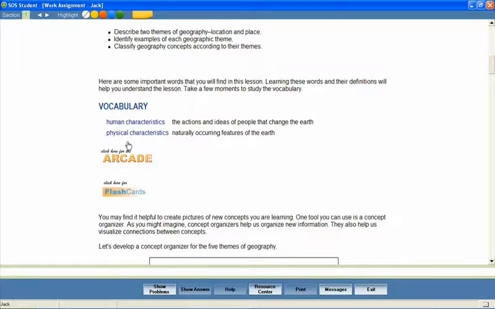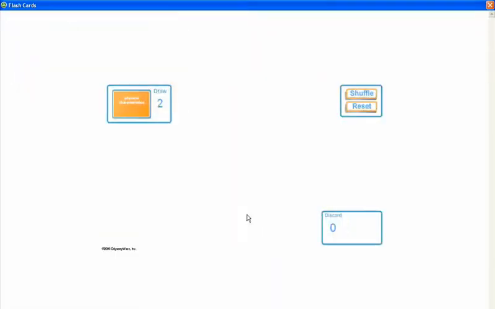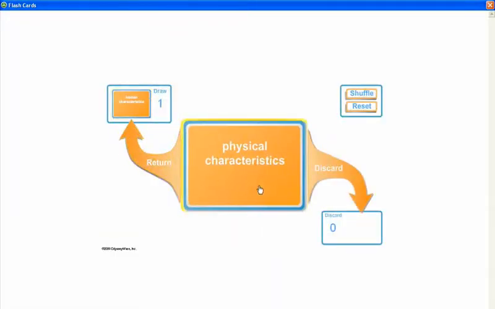For example, students can hear the correct pronunciation of each word. Physical characteristics. In addition, the vocabulary arcade games encourage mastery of the vocabulary words by providing practice in the correct spelling of each word and in matching each word with its definition. Flashcards allow students to easily review the words and their definitions.